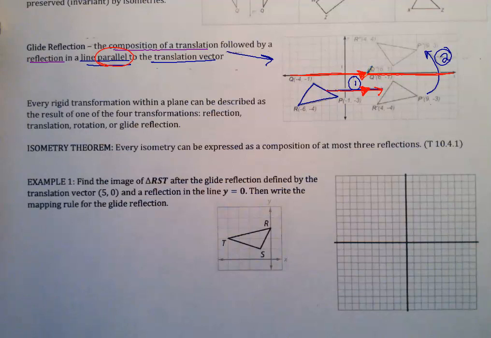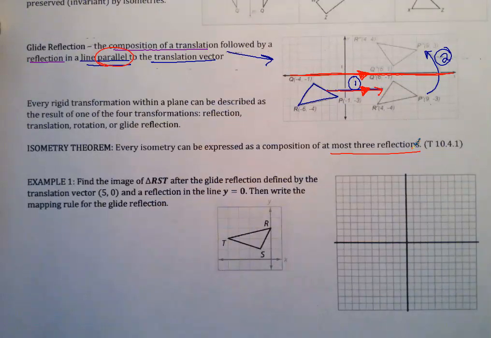Isometry theorem then, the one theorem from this chapter. Every isometry can be expressed as a composition of at most 3 reflections. I feel like that's not supposed to say reflections. I feel like it's supposed to say transformations. Like I think I have a typo. No, it does say 3 reflections. Every isometry can be expressed as a composition of at most 3 reflections. Okay, I'll leave that there then.